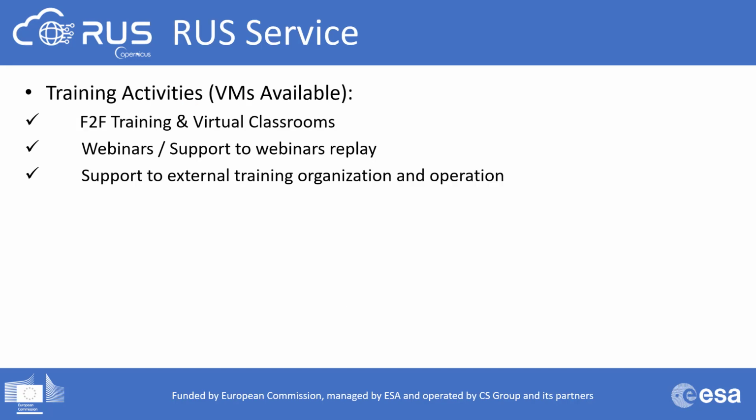The RUS service is divided into two categories. The first one includes training activities, and the second, individual users and R&D projects. The training activities include face-to-face trainings and virtual classrooms, webinars, and supports to webinars replay, and also support to external training organization and operation. The participants of all the trainings activities can take a possibility and advantage of limited number of remote desktop virtual machines which are accessible to use from any computer.